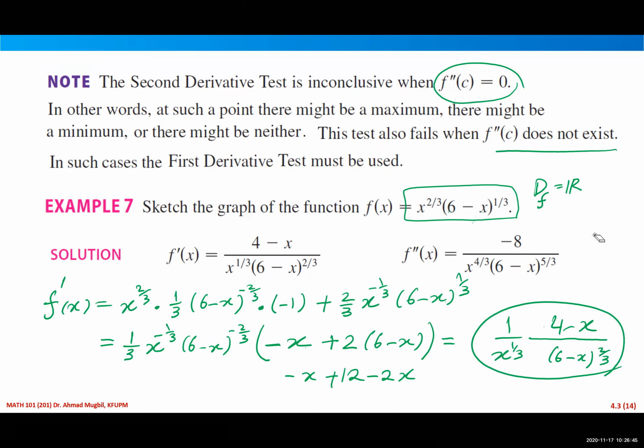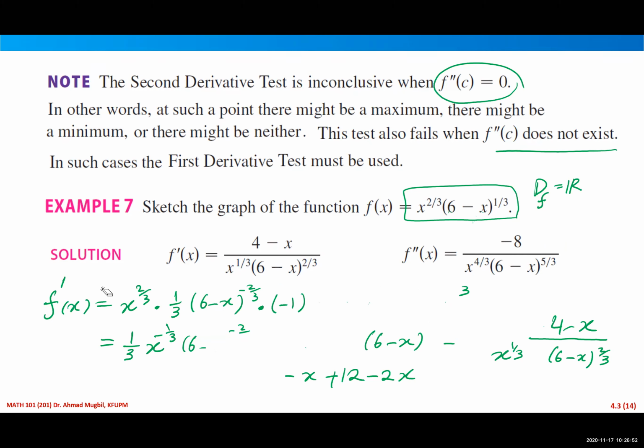I will let you find that. Please find it and check your work. Now let's find the critical numbers. How do we find the critical numbers, Shabab?